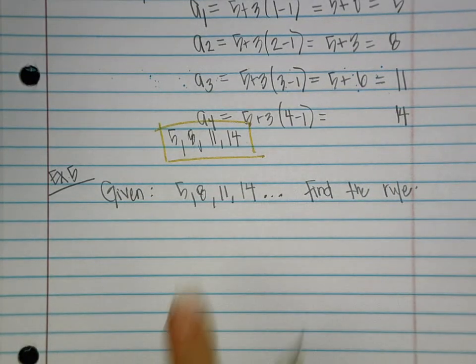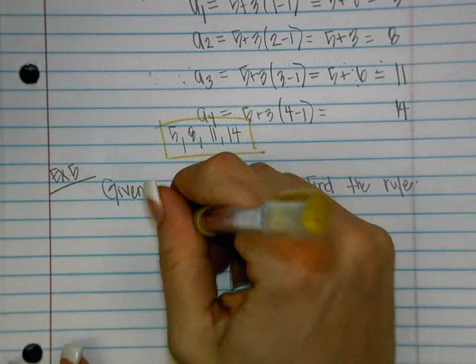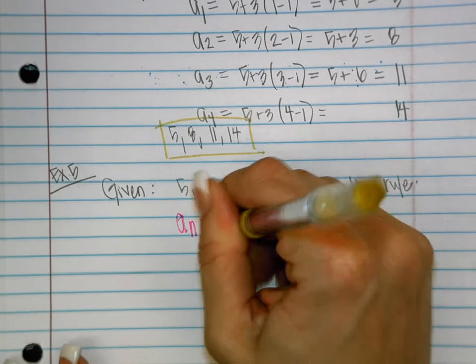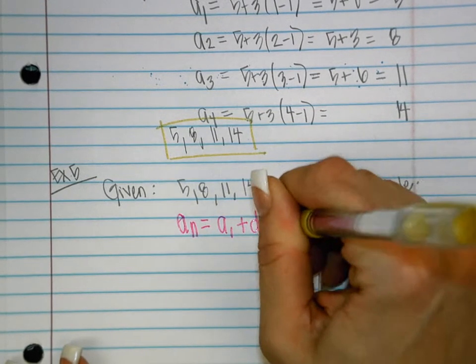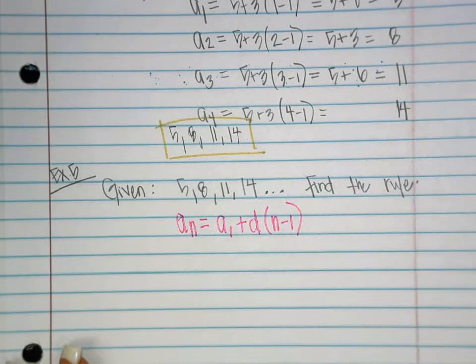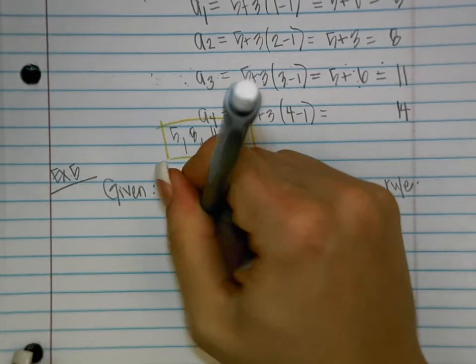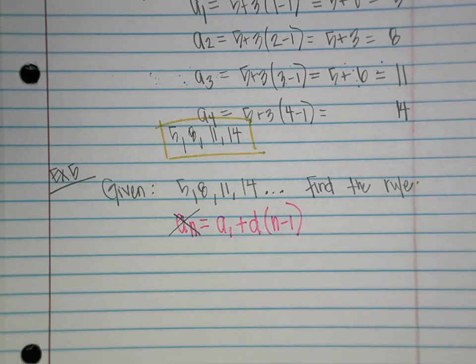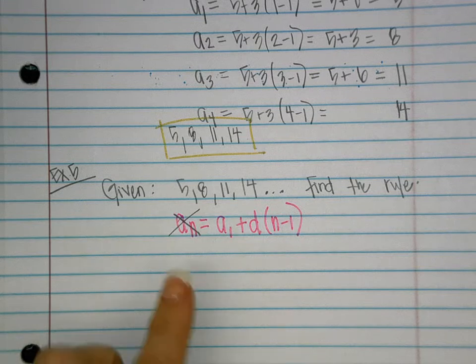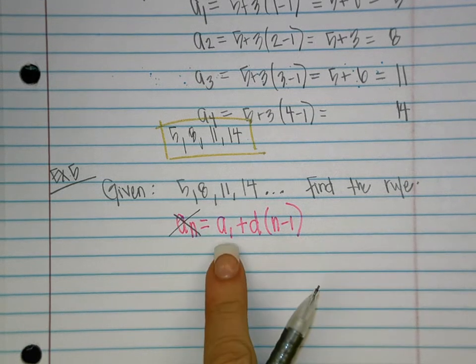So first thing you're going to do is write the rule. So the rule is AN equals A1 plus D times N minus 1. And we are going to go backwards. First thing you're going to do is replace everything except for N. So we're just going to cross this out for a minute. That's what our answer is going to be. This is what we're finding. And we're going to plug in as much as you know. Do we know what A1 is? A1 stands for what?